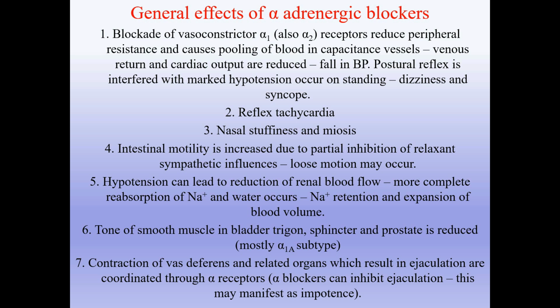Loose motion may occur. Hypotension can lead to reduction of renal blood flow. More complete reabsorption of sodium and water occurs, with sodium retention and expansion of blood volume. Tone of smooth muscle in bladder, trigone, sphincter, and prostate is reduced, mostly via the alpha-1A subtype. Contraction of vas deferens and related organs, which results in ejaculation, is coordinated through alpha receptors. Alpha blockers can inhibit ejaculation. This may manifest as impotence.